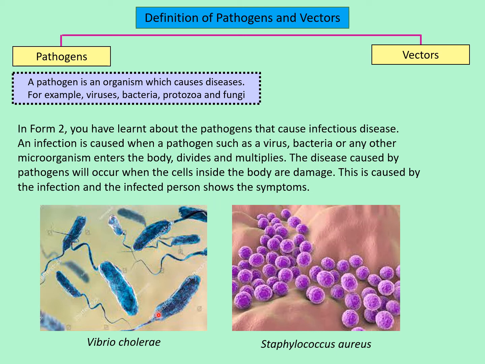This is Vibrio cholerae, spread through contaminated water and foods, which attacks the wall of the small intestines and causes diarrhea and vomiting. This is Staphylococcus aureus. This one can cause pneumonia.